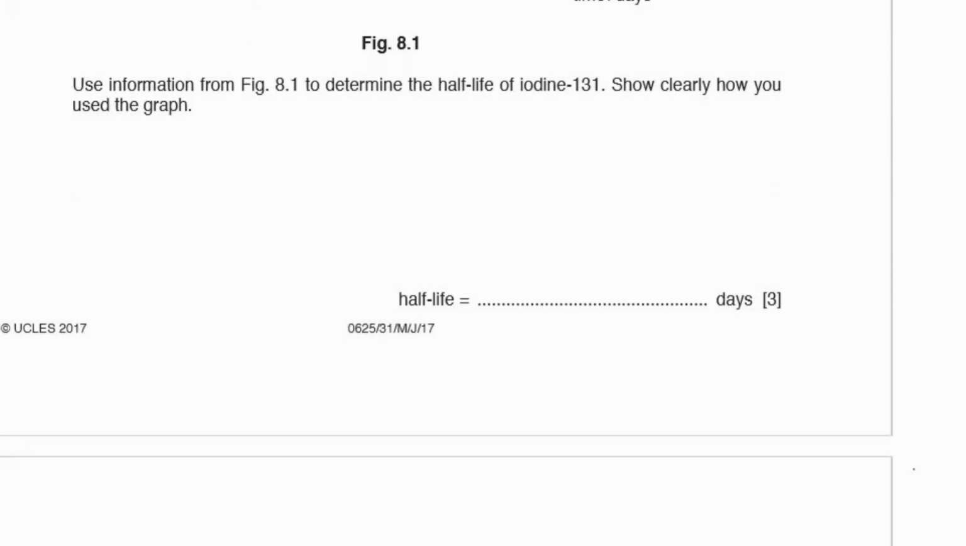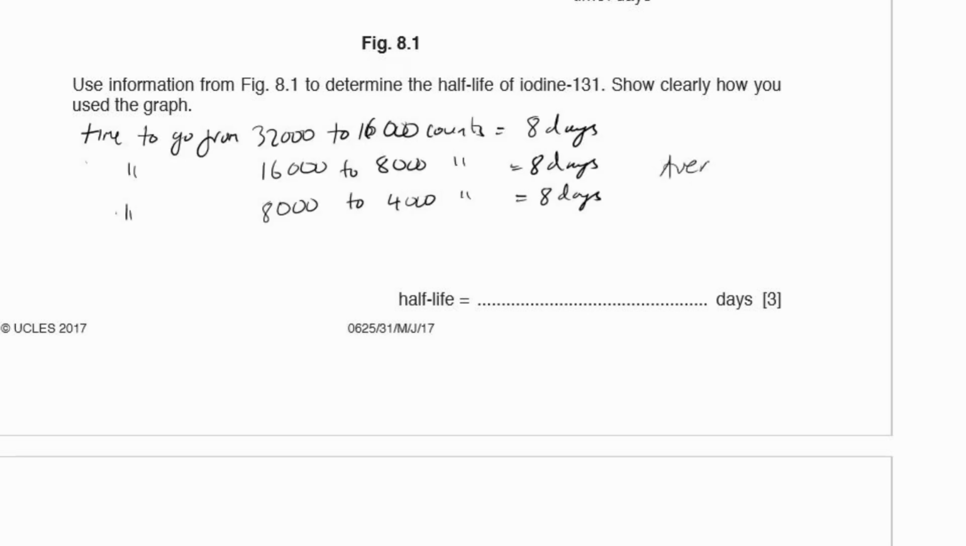I might just write it out a little bit, just to make sure there's no ambiguity and to make sure that I'm getting the marks. And just to show I understand what I'm doing, I'm just going to put the average is 8 plus 8 plus 8 divided by 3, which is 8 days. That's just to show what I would do if the numbers were different, or if there was inconsistencies in them. So half-life, 8 days. Problem solved.